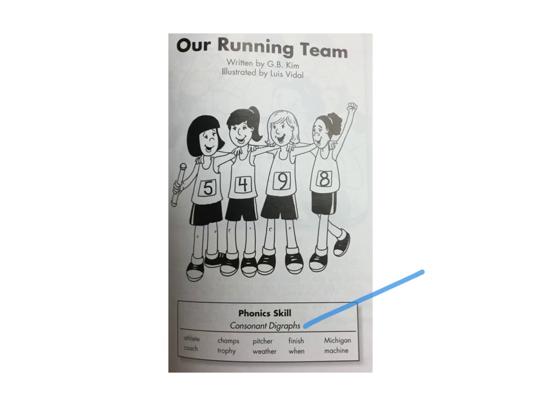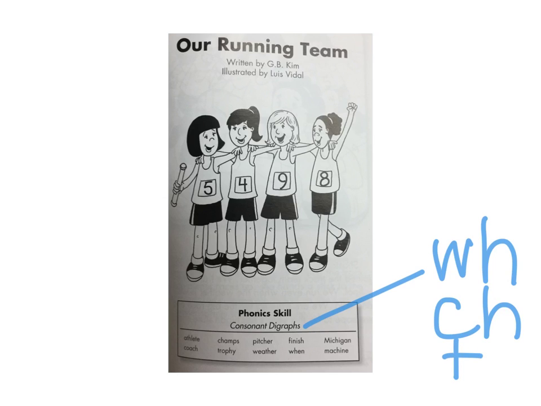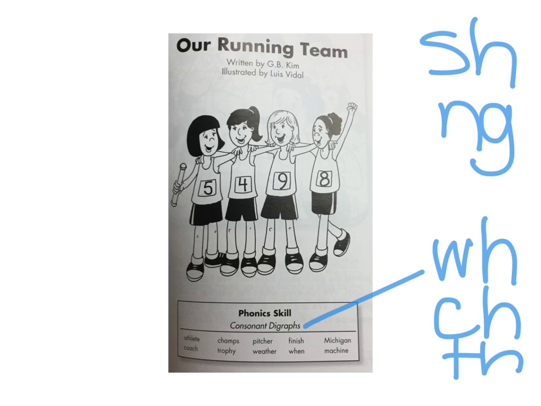So again, the digraphs we've learned are WH, CH, TH, SH, NG. Remember, those are letters that go together to make a new and unique sound, not like the sound of each individual letter. If you look in this box, you'll see some words that have digraphs in this story, but that doesn't mean there aren't others.